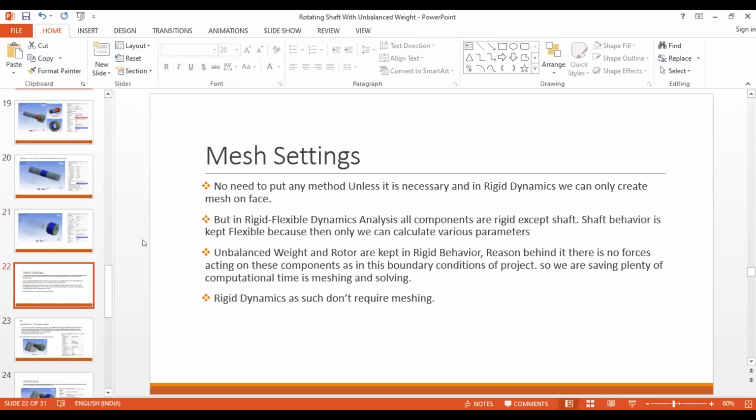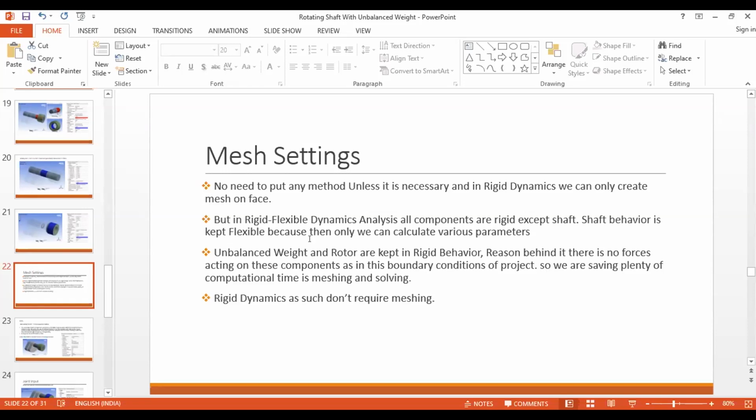So this is the mesh setting. No need to put any method unless it is necessary. In rigid dynamics, we can only create mesh on a face. But in rigid flexible dynamics analysis, all components are rigid except the shaft. Shaft behavior is kept flexible, because only then can we calculate various parameters. Unbalanced weight and rotor are kept rigid, because there are no forces acting on these components in the boundary conditions of this project. So we are saving plenty of computational time in meshing and solving.